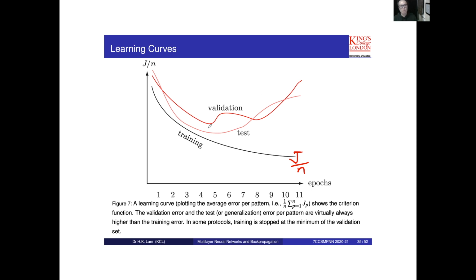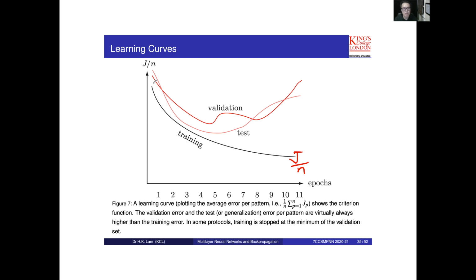The reason why it goes up and down is mainly because the validation set as well as the test data set are not used for training. The adjustment of W is not meant to reduce the value of J due to the validation set or the test data set. The reduction of J is mainly due to the training data set. But the reason why we use the validation set is that it gives you an indication of how good the training is with some unseen data.